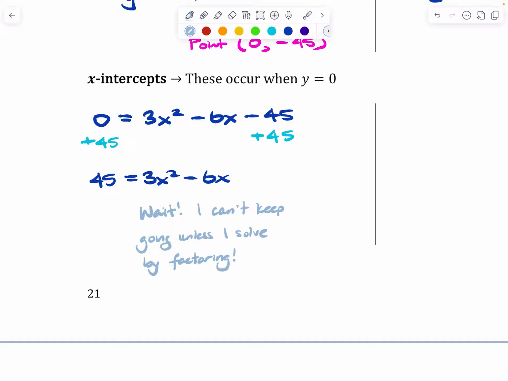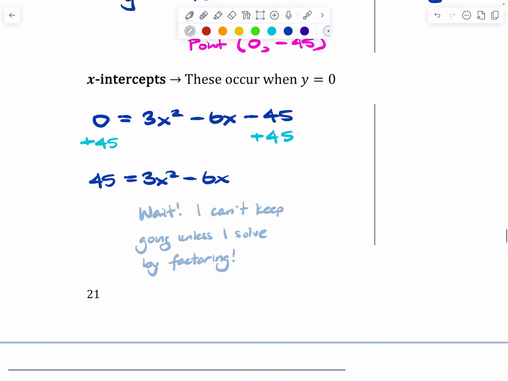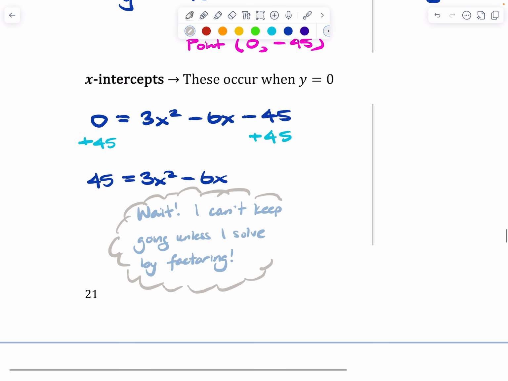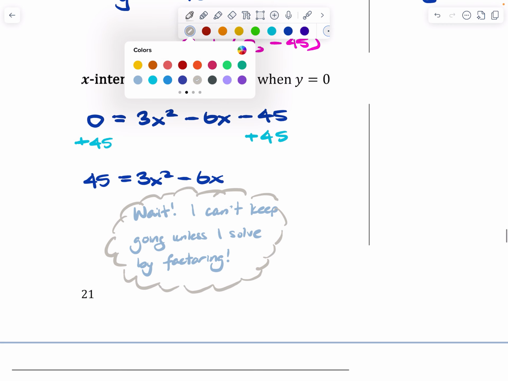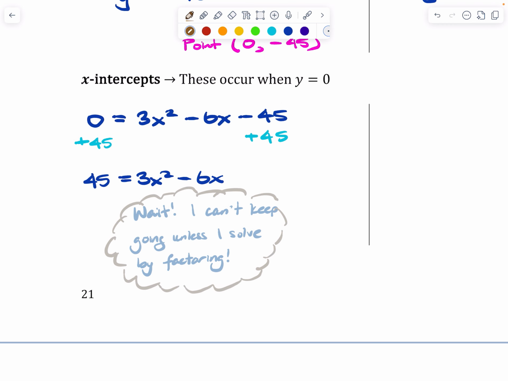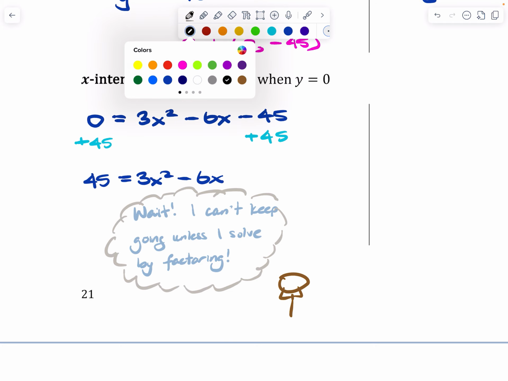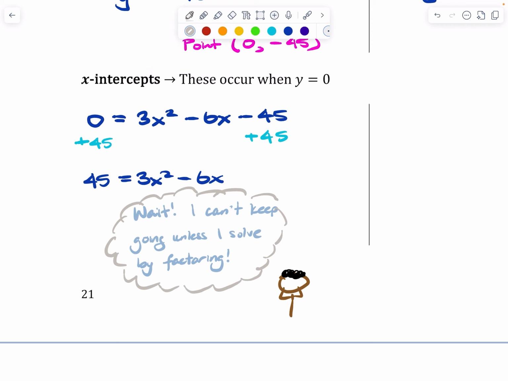So it says, wait, I can't keep going unless I solve by factoring. And that's a thought that's going on in our heads, that we can't quite get this from standard form. Oh, sorry, the thought is going in my head. Nailed it. So the factored form gives us this quite nicely.